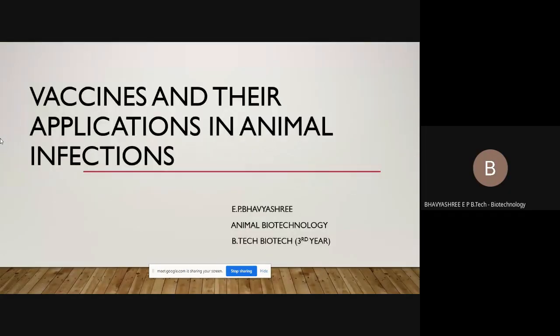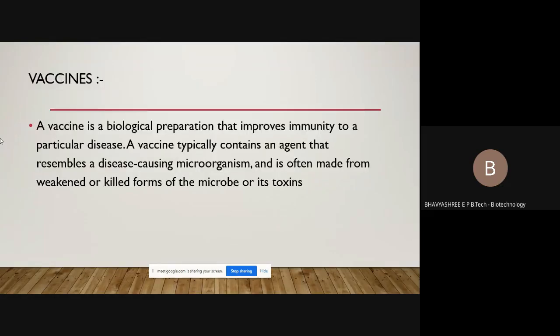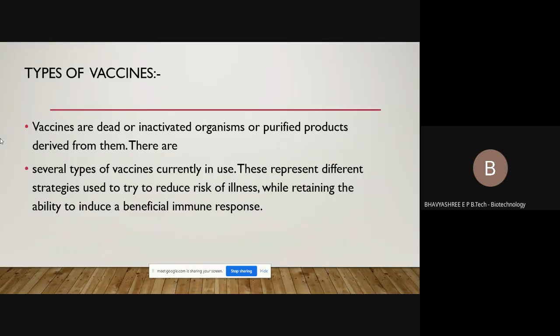Good morning. Today I'm going to talk about vaccines and their applications in animal infection. What is a vaccine? Vaccination is a biological preparation for the immunization of domestic livestock or wild animals. They are used to protect pets from highly contagious and deadly diseases. Vaccines are dead or inactivated organisms or purified products derived from them. There are several types of vaccines currently in use. These represent different strategies used to reduce the risk of illness while retaining the ability to induce a beneficial immune response.